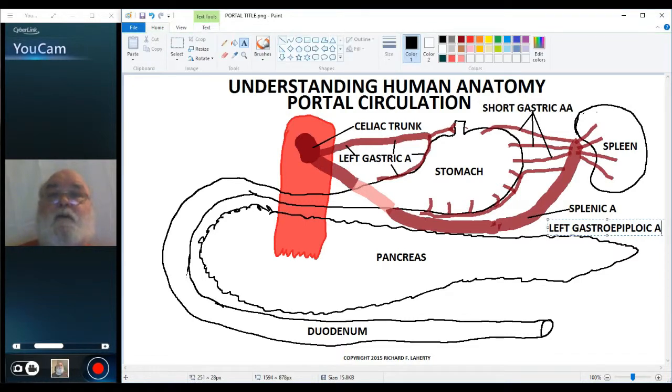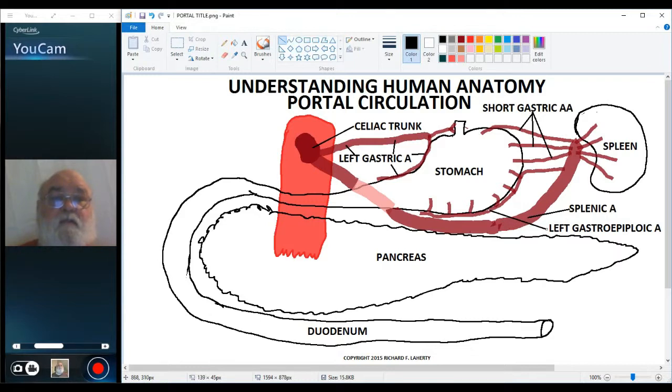I'll draw a line to it right here. Now we're going to find that the splenic artery will also give branches into the pancreas, especially the body and tail of the pancreas as it passes by.